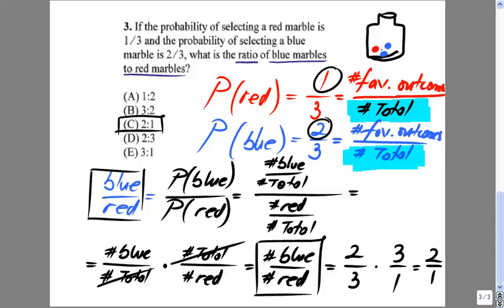Well, what is the ratio of blue to red? Well, I got 2 blues and 1 red. The ratio will be 2 to 1.